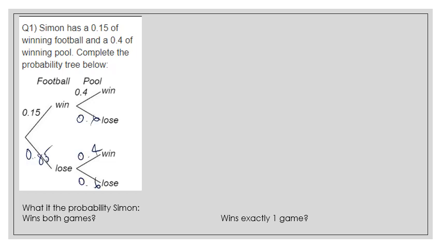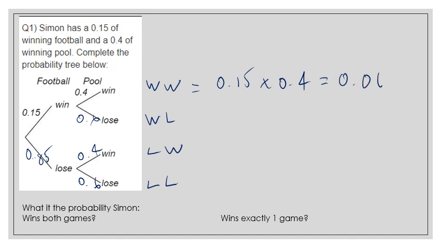So we've got our probabilities on here, so both adding up to 0.15 and 0.85, 0.4, 0.6, 0.4, 0.6. So we've put in our different options that can happen here. Again, we're multiplying along the branches. So we're going to do 0.15 times 0.4 to give me 0.06.